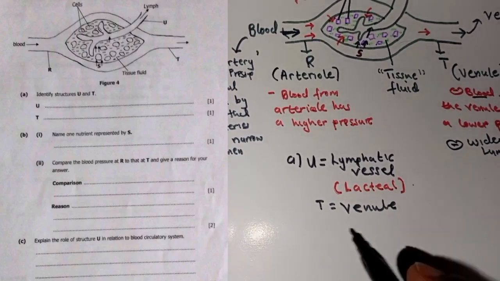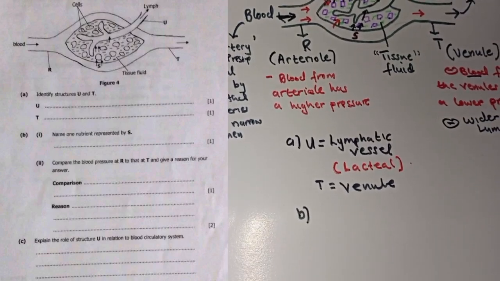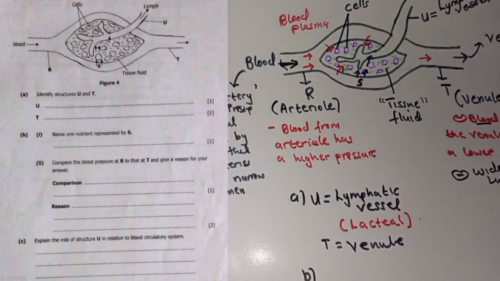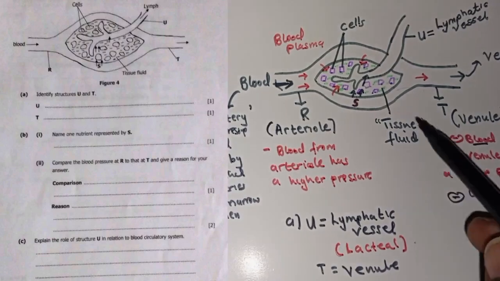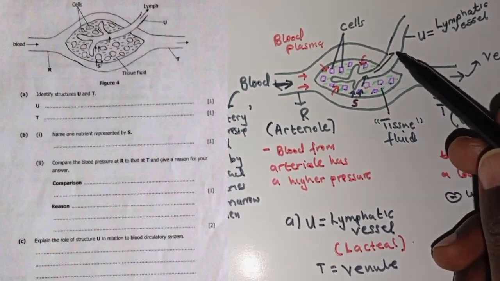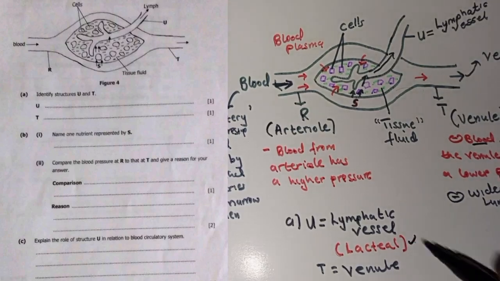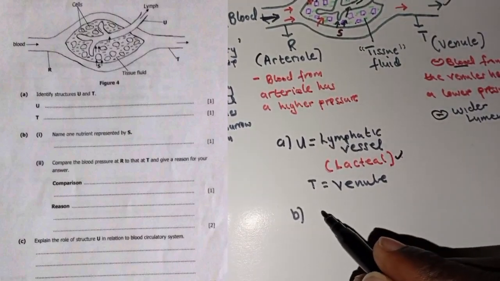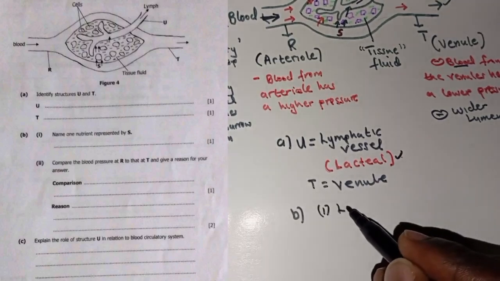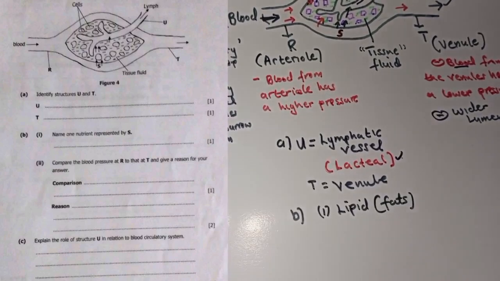Then question B says, name one nutrient represented by S. So you look at this nutrient carefully. This nutrient is being filtered out, but it doesn't remain in the tissue fluid. It goes all the way through the lymphatic vessel. And there's only one nutrient that does that, that has to be absorbed by what we call the lacteal, the smallest lymphatic vessels. So for B1, the nutrient here is lipid, what we also know as fats.